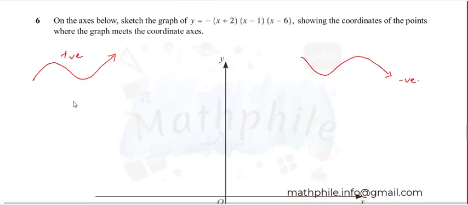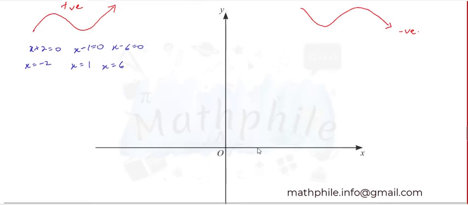So let's find the x-intercept. Always start with the x-intercept. This is the easiest thing you can ever come across. So x plus 2 is equal to 0. Then x minus 1 equal to 0. Then x minus 6 equal to 0. So the x-intercept will be x equals negative 2, x equals 1, and x equals 6. Again, my drawing will not be drawn to scale, so let's assume that there's 1 and there's 6. And let's assume that there's negative 2.